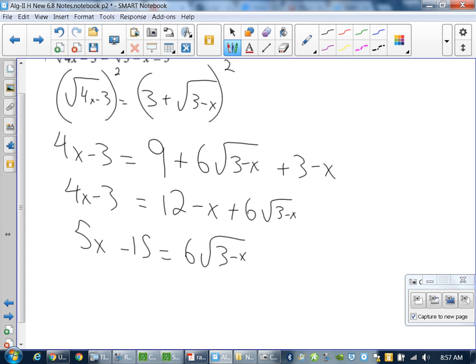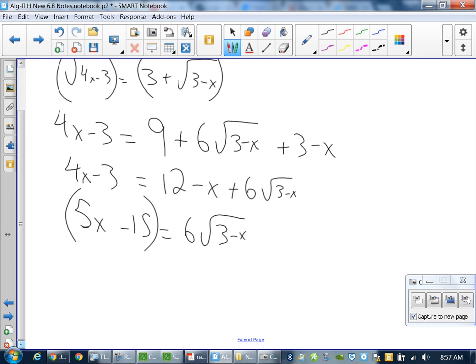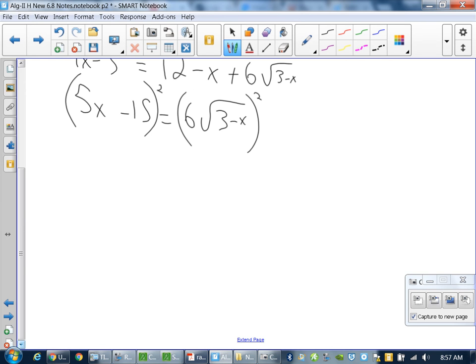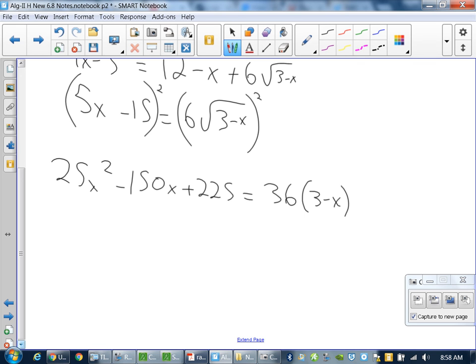Oh, you divide by 6, and then you square 5/6 as a fraction? And it will work. It's just awful. So square it again. 25x squared. 5 times negative 15 is 75, so it'd be minus 150x, and then plus 225. Oh, that's ugly. 108?